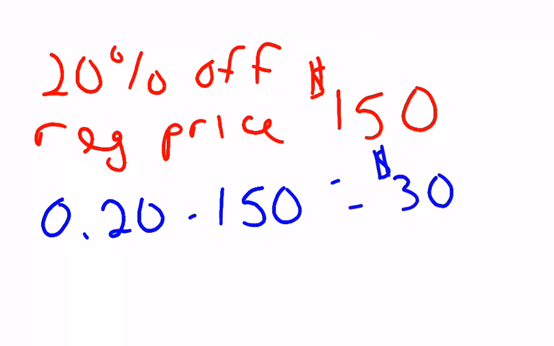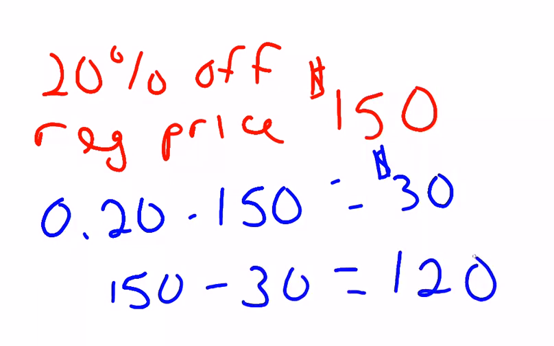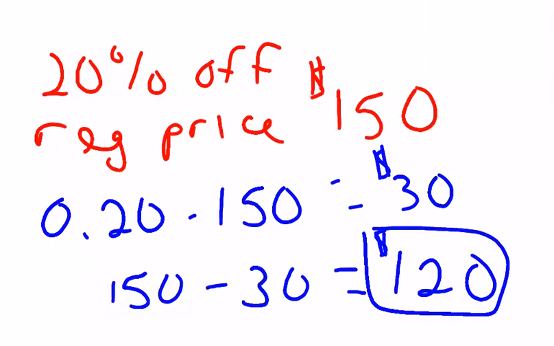So the discount is $30, but we want to know what is the sales price. So that means we have to subtract 150 minus 30, and that gives us 120. So the sales price, what you would pay for this item, would be $120.